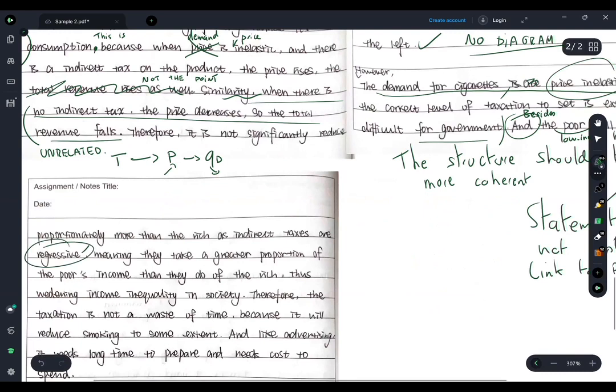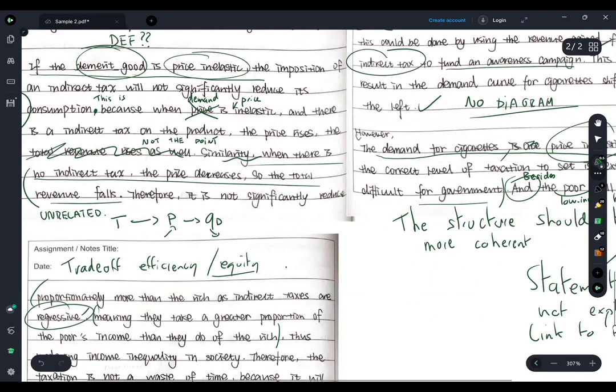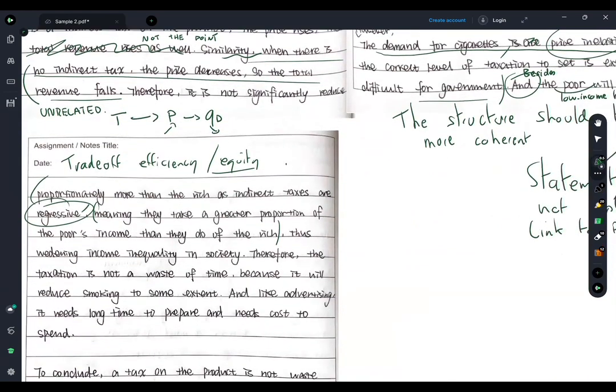Okay, that's a very good point. Very interesting to talk about that, because it will allow us to introduce the trade-off between efficiency, where we reduce the deadweight loss and improve resource allocation, and equity, fairness. So it's very good. And there is a good definition of what we mean by a regressive tax. So the second half of the answer is much better than the first half.